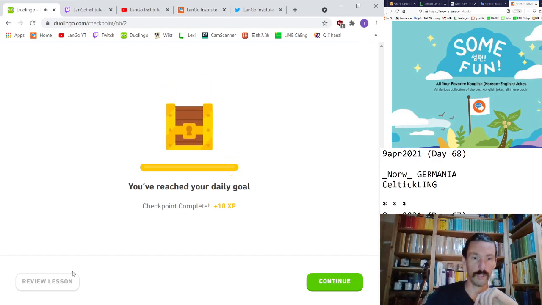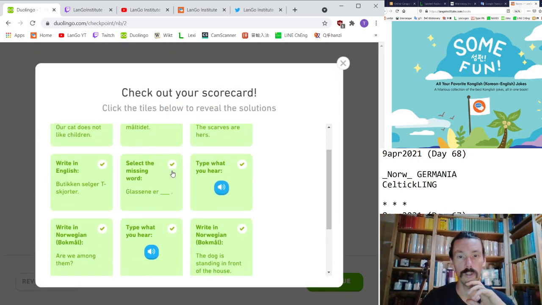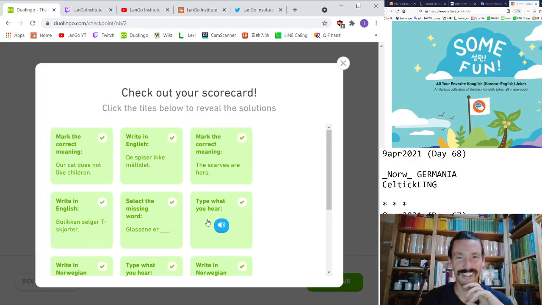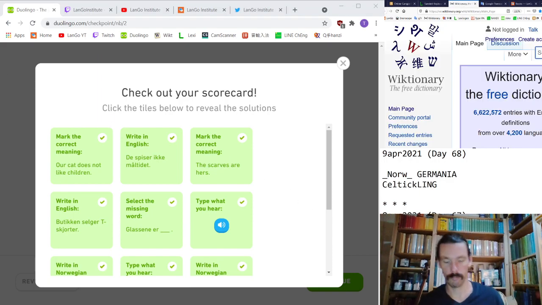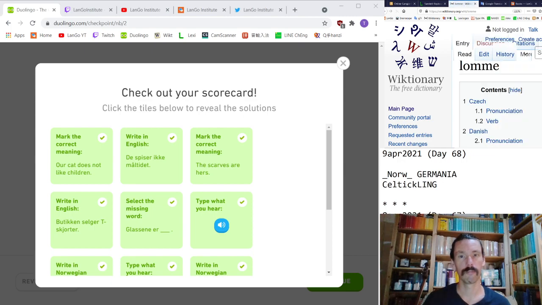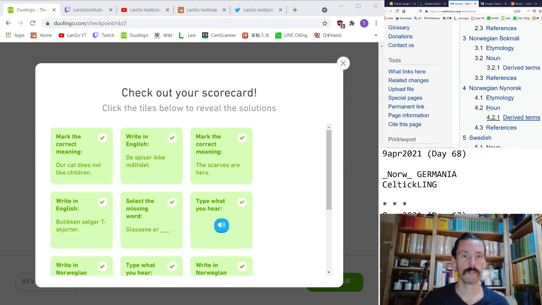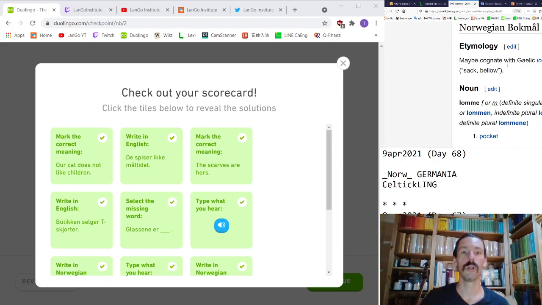It's a review lesson you can do. I would be curious. Dang it. Det en lomme. Det en lomme. What's a lomme? Bokmål is the variety that we're doing. Lomme: sack, pocket.